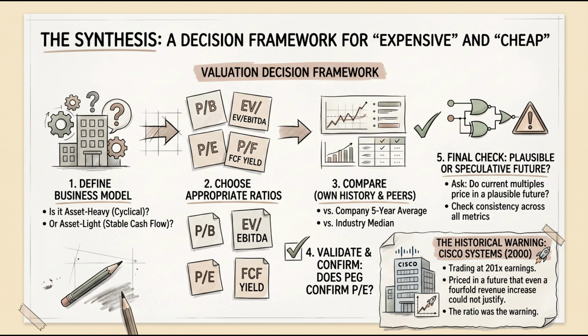Check if the PEG ratio confirms your price-to-earnings signal, and verify that the free cash flow yield aligns with your earnings metrics. Ask whether the current multiple is pricing in a future that is plausible or speculative. Remember, Cisco's ratio of 201 in 2000 priced in a future that even massive growth could not justify.